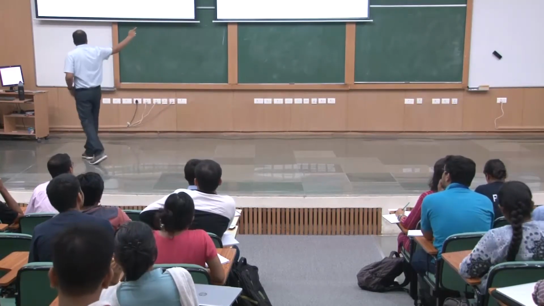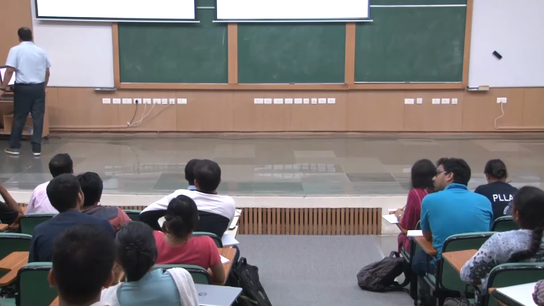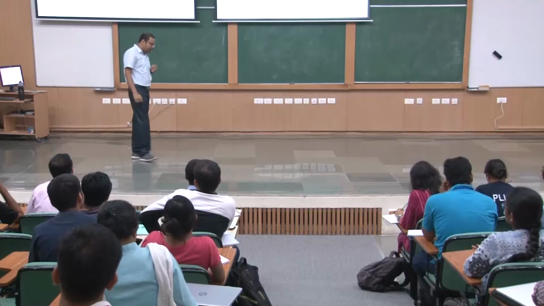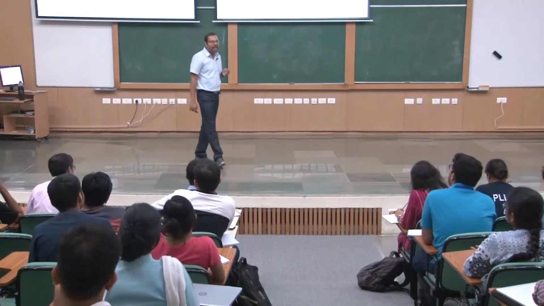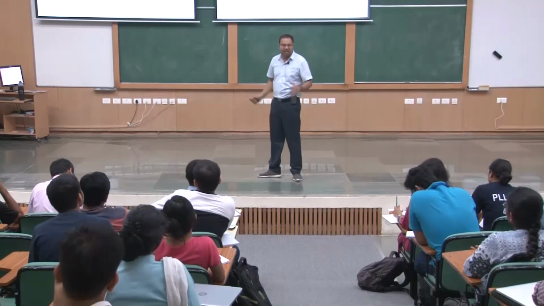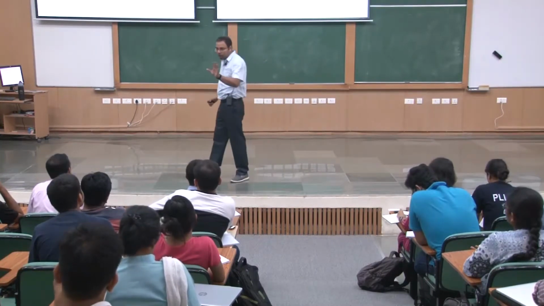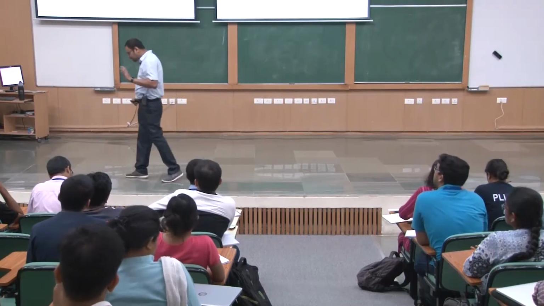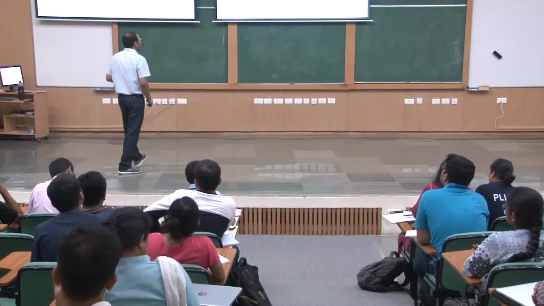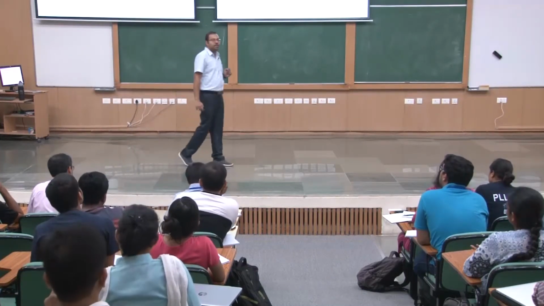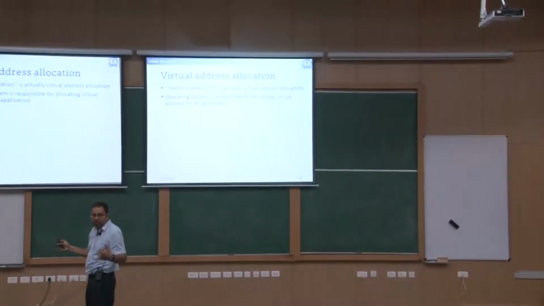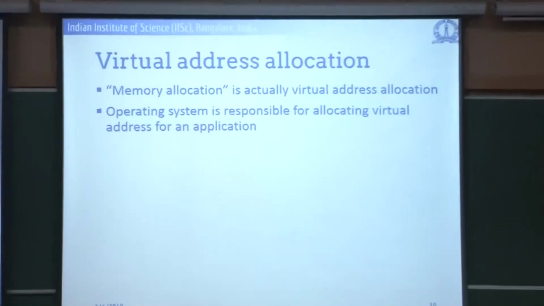But we'll start with the virtual address allocation. From the application's perspective, when we say we are allocating memory, we are really allocating virtual address only. When you do malloc, we'll talk about what malloc is later, the application is allocating virtual addresses only. And the operating system is responsible for allocating the virtual address ranges.